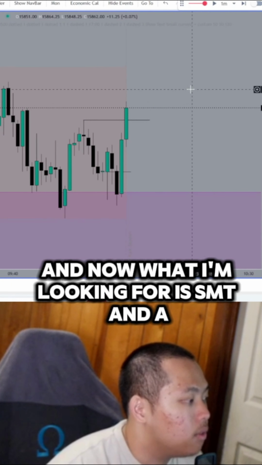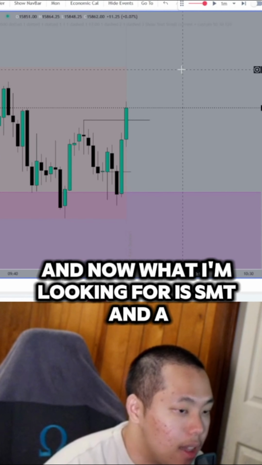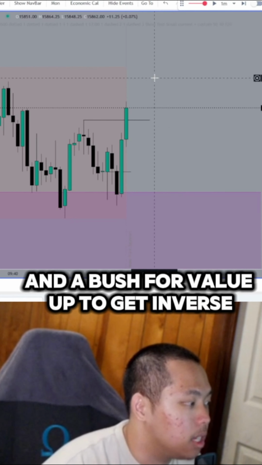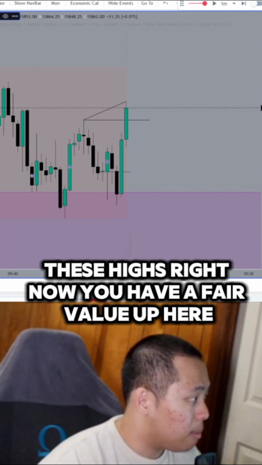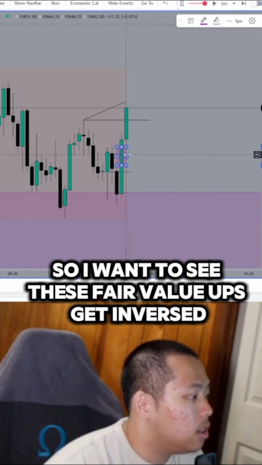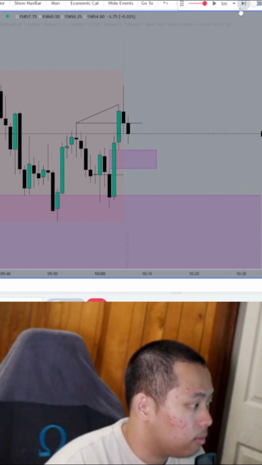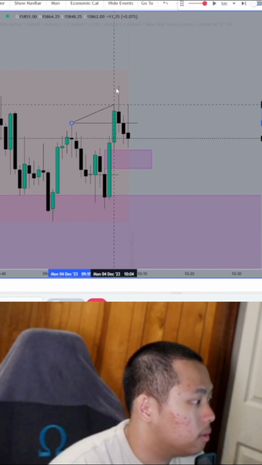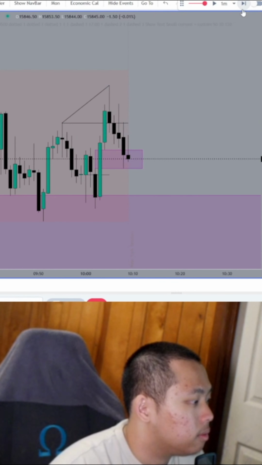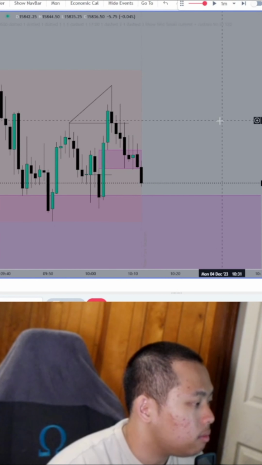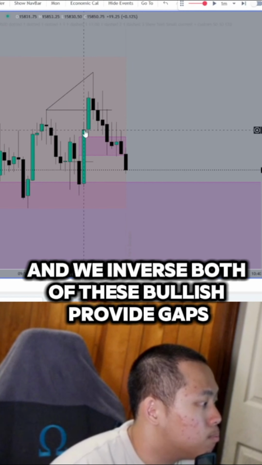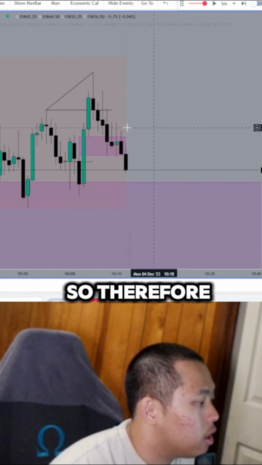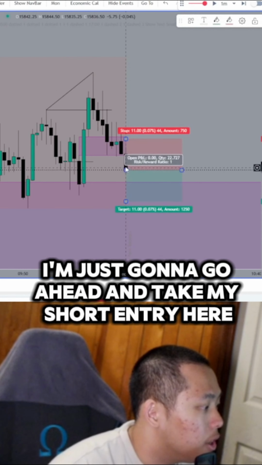And now what I'm looking for is SMT and a bullish fair value gap to get inversed. You can tell we have SMT at these highs right now. And we have a fair value gap here. So I want to see these fair value gaps get inversed. As you can tell, we have SMT at these highs. And we inverse both of these bullish fair value gaps. So therefore, I'm just going to go ahead and take my short entry here.